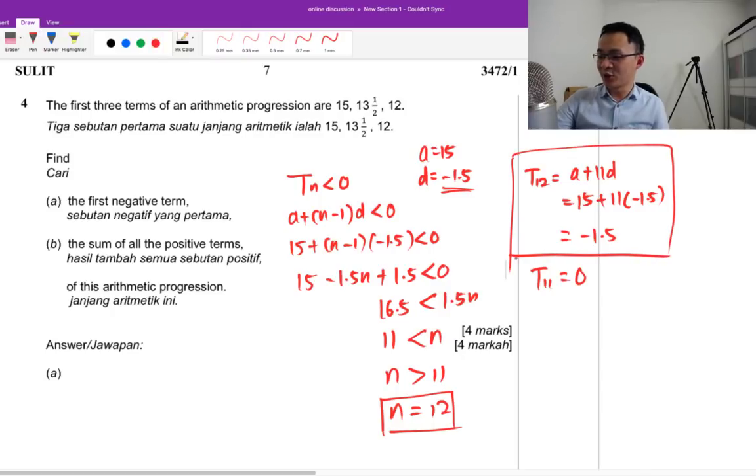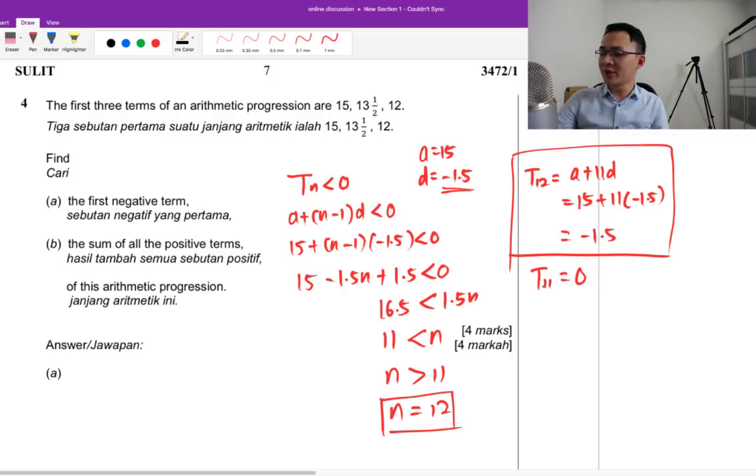If the question asks you to find the negative term, n equals to 12, not 11. Because if you substitute, you try to do T11 and then you will get 0. If you get 0, you know that it's not negative.